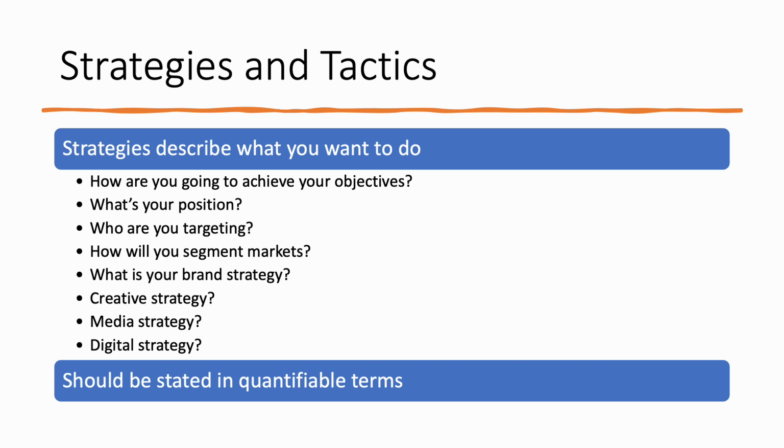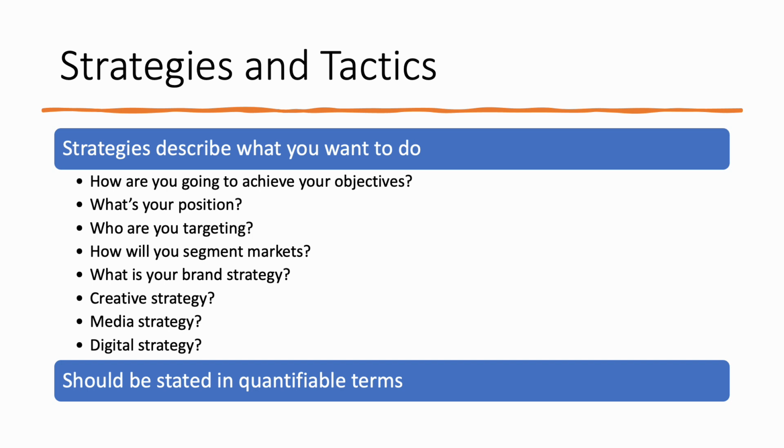Now, strategies describe what you want to do to achieve your campaign objectives. Ask yourself, what's your market position? Who are you targeting? And how will you segment your audience? Consider your brand, the creative, media, and digital strategies. Now, good strategies are clear and measurable so you can track your success.